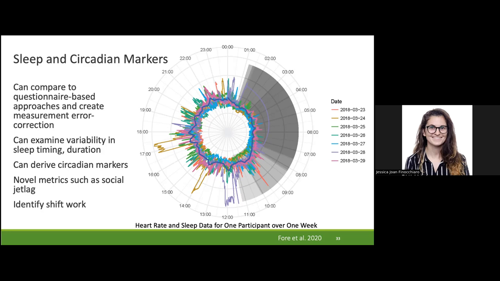And these are nurses, so we can also look at shift work, and see how shift work affects sleep and subsequent nights. So some interesting data there too.